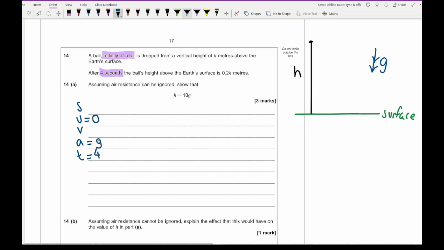And the value of s for our displacement is given in some information here. It says after the 4 seconds that the height of the ball is now at 0.2h meters, which will be above the Earth's surface. So if we consider where that would be, after 4 seconds, our ball is at 0.2h, meaning that in those first 4 seconds, the displacement has happened here. So our displacement in those 4 seconds is 0.8h.